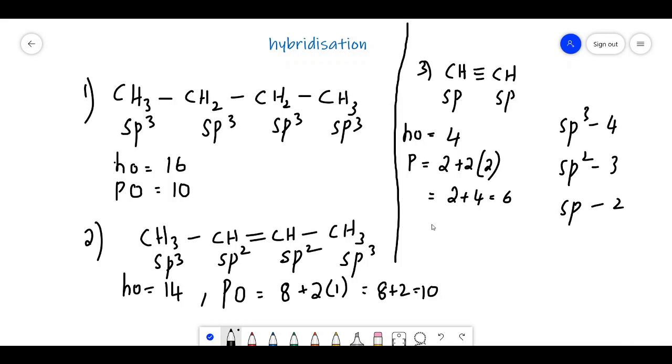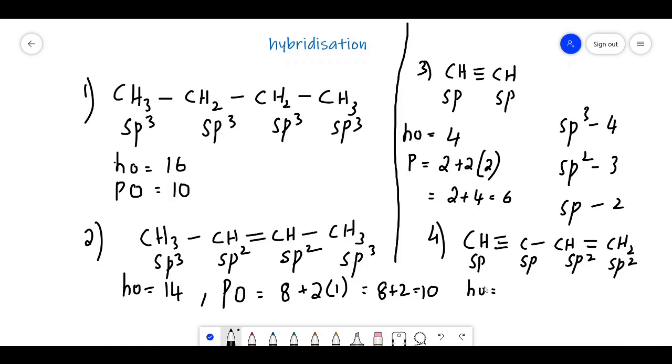So you can just count the hydrogens and multiply the number of pi bonds with 2. If there are 3 pi bonds in some example, you can take it as 2 into 3. Next, let us take one more example: CH triple bond C, CH double bond CH2. The hybridization of the first two carbons is sp, and the other two carbons are sp2. The number of hybrid orbitals is 2 plus 2, 4, and 3 plus 3, 6. So total hybrid orbitals are 10.